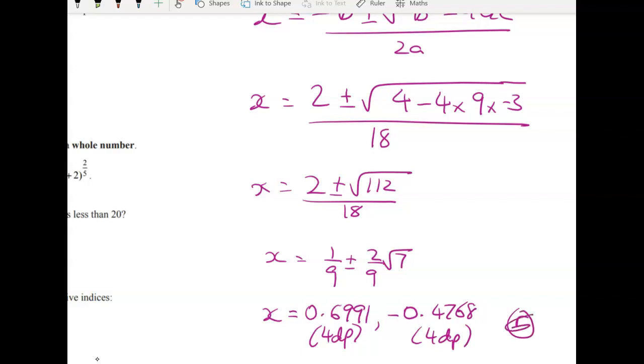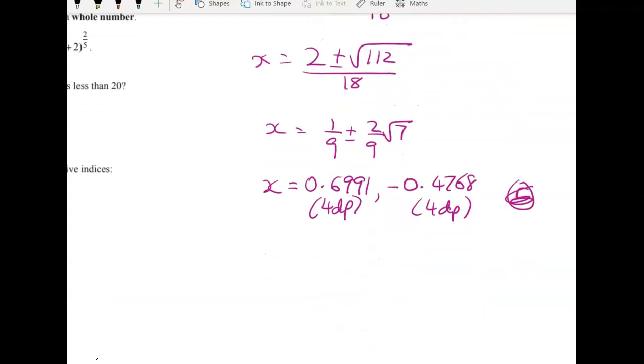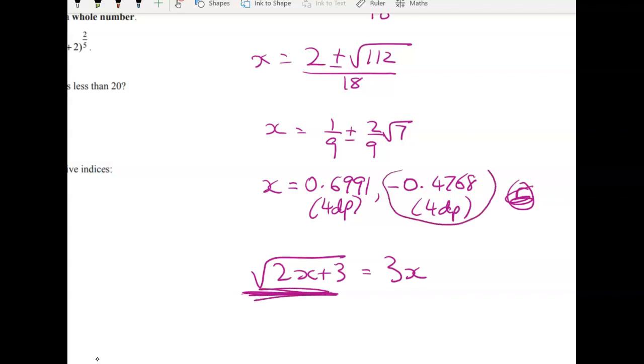Now, there's a problem with that, though, because when we go back to our original equation, we had this thing here. And you can probably already see, if you're watching this video, what the problem is going to be. When I take the square root of a number, it's always positive. But when I take 3 times this number, it's going to be negative. So where we're going to end up is that this solution is going to be okay, but that this one's going to be bad. But we have to show that.